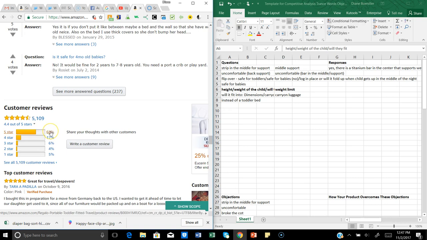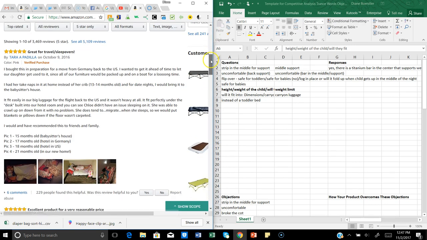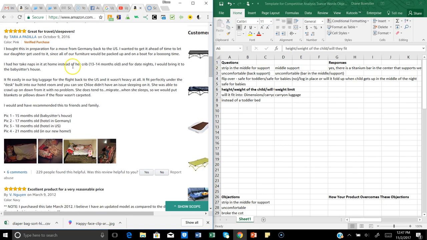So we're going to go to, let's see here. Someone else says, great for travel sleepovers. So we're going to read through this. You get used to it.